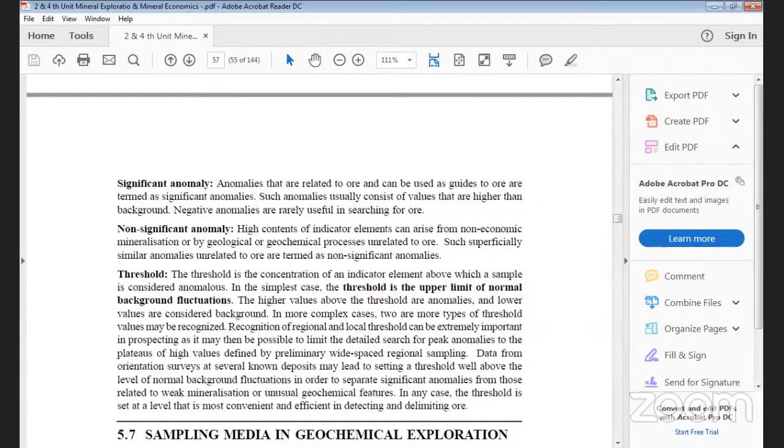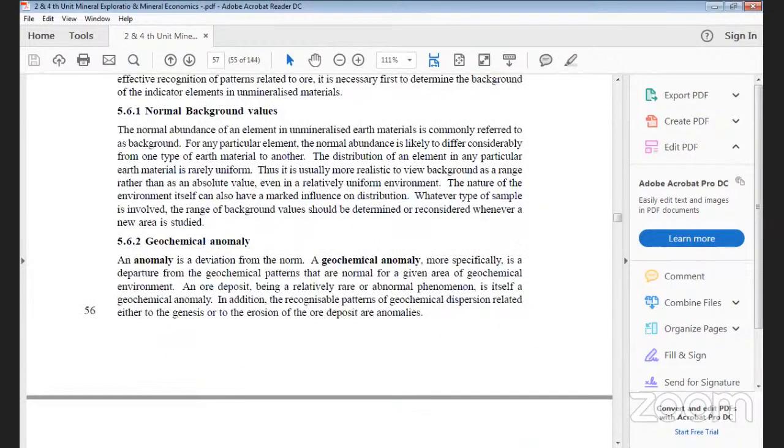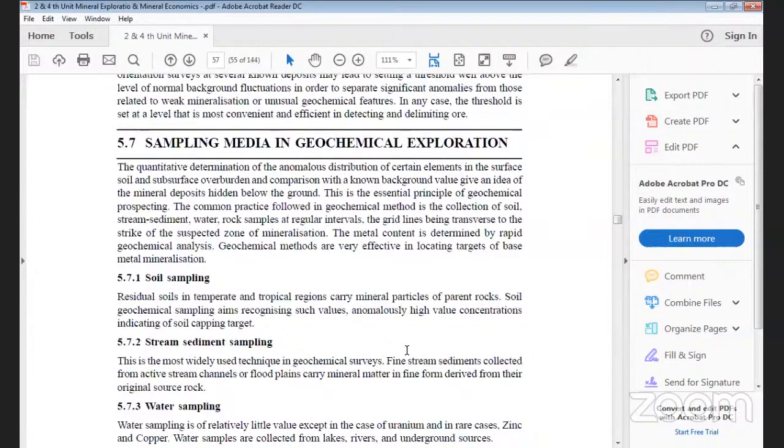Those dispersed trends, sometimes maybe they are deviated from the whole genesis area. So as per this, we will fix whether that area has an anomalous zone or not.